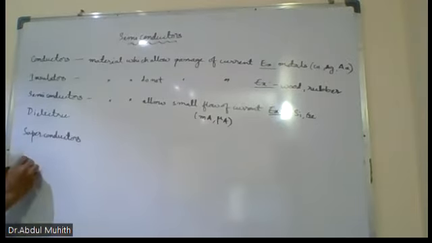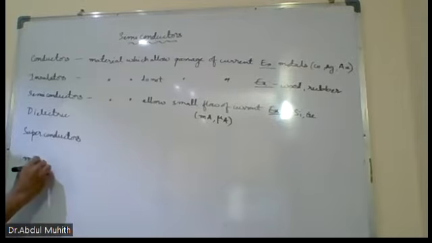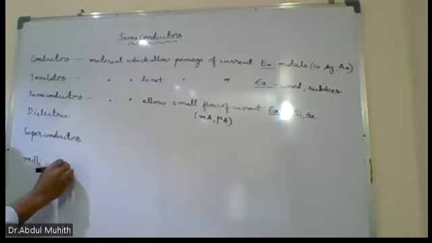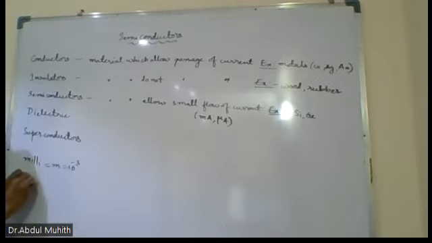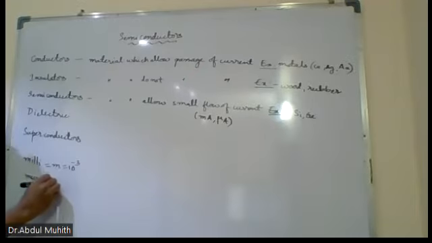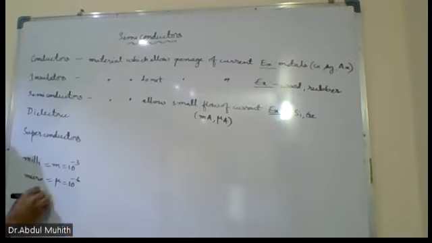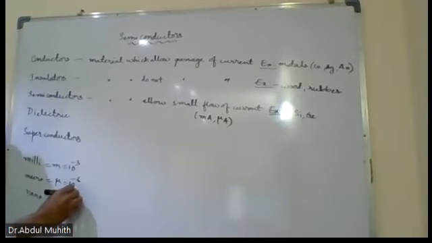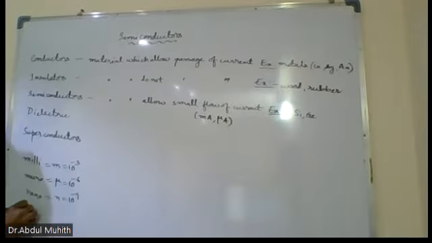Milli means m, 10 to the power of minus 3. Micro means mu, 10 to the power of minus 6. Nano means n, 10 to the power of minus 9. Pico means p, that is 10 to the power of minus 12. Okay, keep this in mind.